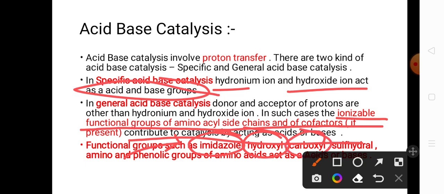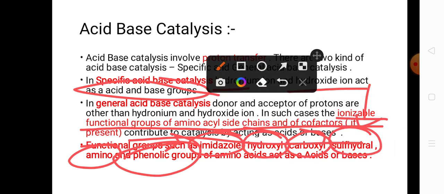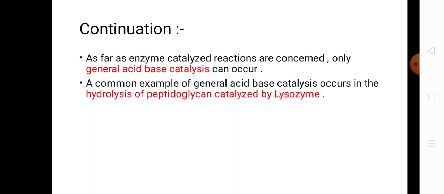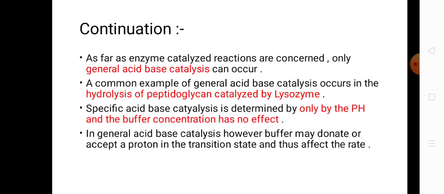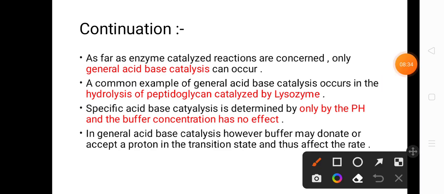Carboxyl group, for example, in glutamic acid, aspartic acid. Sulfhydryl group, for example, cysteine. Amino group, for example, lysine. Phenolic group, for example, your phenylalanine, etc. In those types of amino acids, their side chain may act as an acid and base in acid base catalysis. Okay, so that is the idea. And now remember one thing, that an enzyme generally performs general acid base catalysis. Okay, specific acid base catalysis is usually not observed in the case of enzymes.